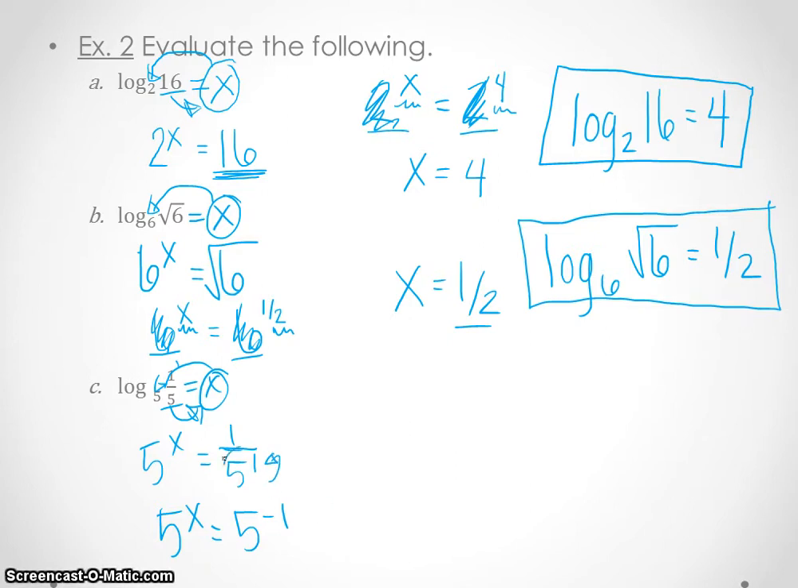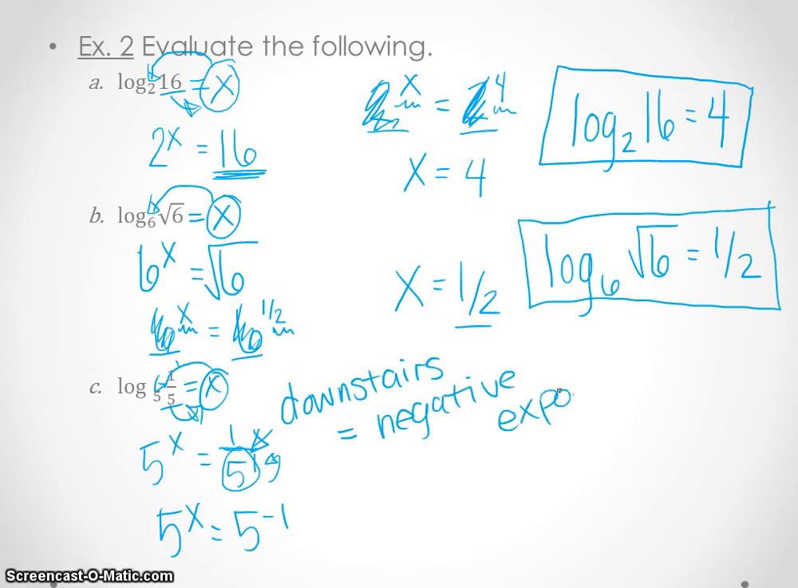So we know if they're downstairs, we can make a note here if we want: downstairs equals negative exponent. Okay, because it'll always be that way. You say, oh, it's downstairs, that must mean negatives are involved somewhere. So it does, and it's to the negative first power. Okay, so then again, look, our bases are already the same, so we say x equals -1.